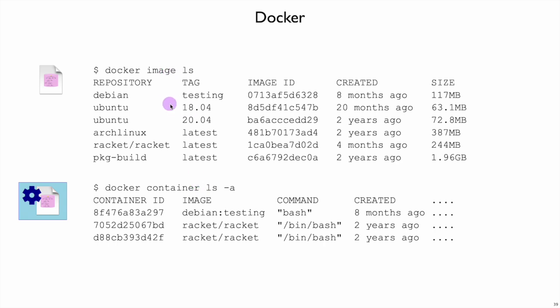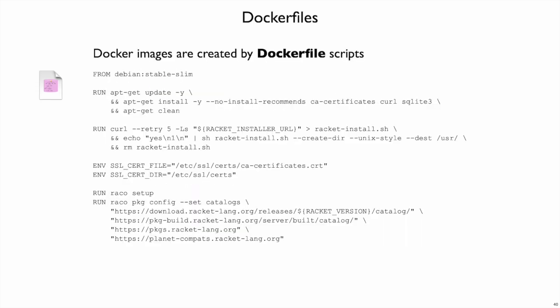Where do these images come from? In general, they come from Dockerfile scripts. So this is an example of a script that starts with a Debian stable slim image. So every Docker image starts with some existing image, and then it runs commands within that image to build up a larger image. So here it's installing some more packages, it's installing some installer script here, setting some environment variables, and running a startup command.